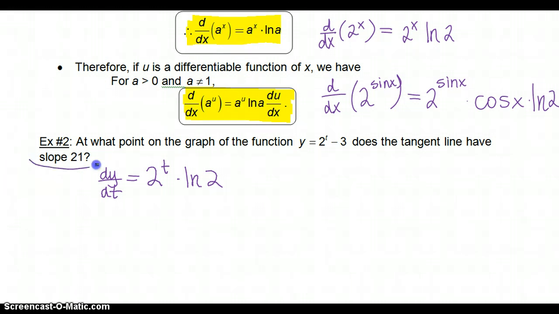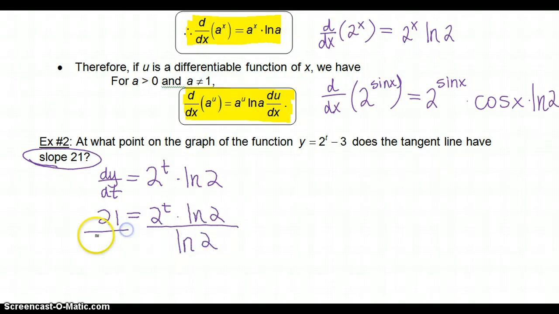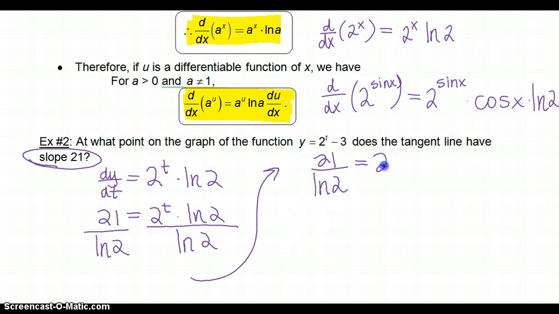Now, I want to find out when we have a slope of 21. So I'm going to set this equal to 21. Okay, so now it turns into basically an algebra 2 problem. How do I solve when there is a variable in the exponent? So I'm going to have to take natural log of both sides, but first thing I want to do, I'm going to divide by ln 2. So we have 21 over ln 2 equals 2 to the t.